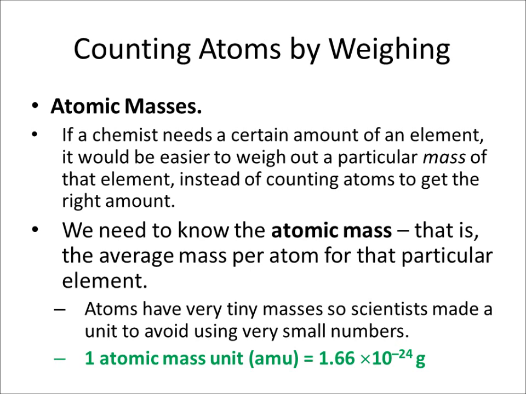So as it turns out, the mass of a proton or a neutron is actually really small. This is one mass unit. It's 1.66 times 10 to the negative 24. So we're going to come up with a counting number so that we don't have to think about atomic mass units directly.